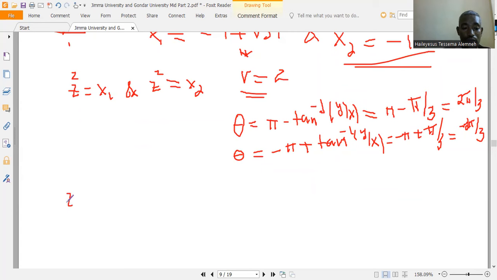So z squared is equal to 2 times e to the power of i theta, which is the Euler form of a complex number, where theta plus 2k pi.